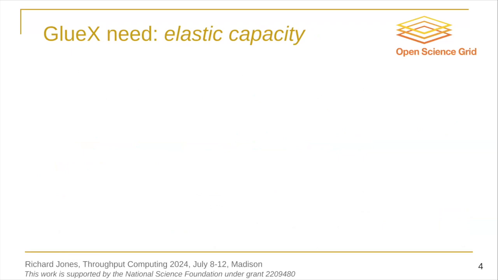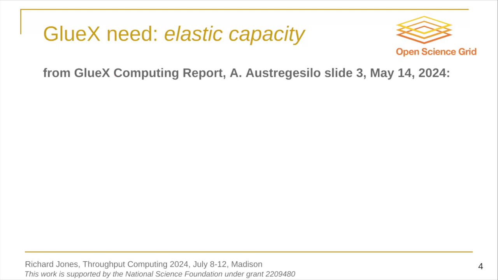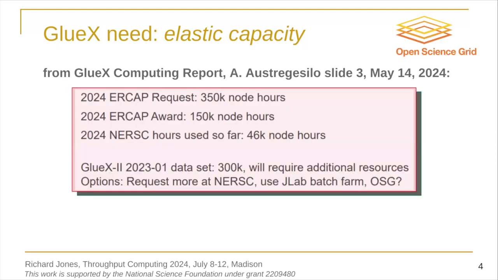So I want to illustrate the challenge of getting elastic capacity on HPC centers through this experience. Last November, we put in our request to NERSC. This was reported at our collaboration meeting in May. So I'm quoting from the slide from the person who wrote that proposal. Here's our request, 350K node hours. Here's our reward, less than half, 150 of them. And we've already used, as you saw, 50 node hours. So this is well under what we're going to need.